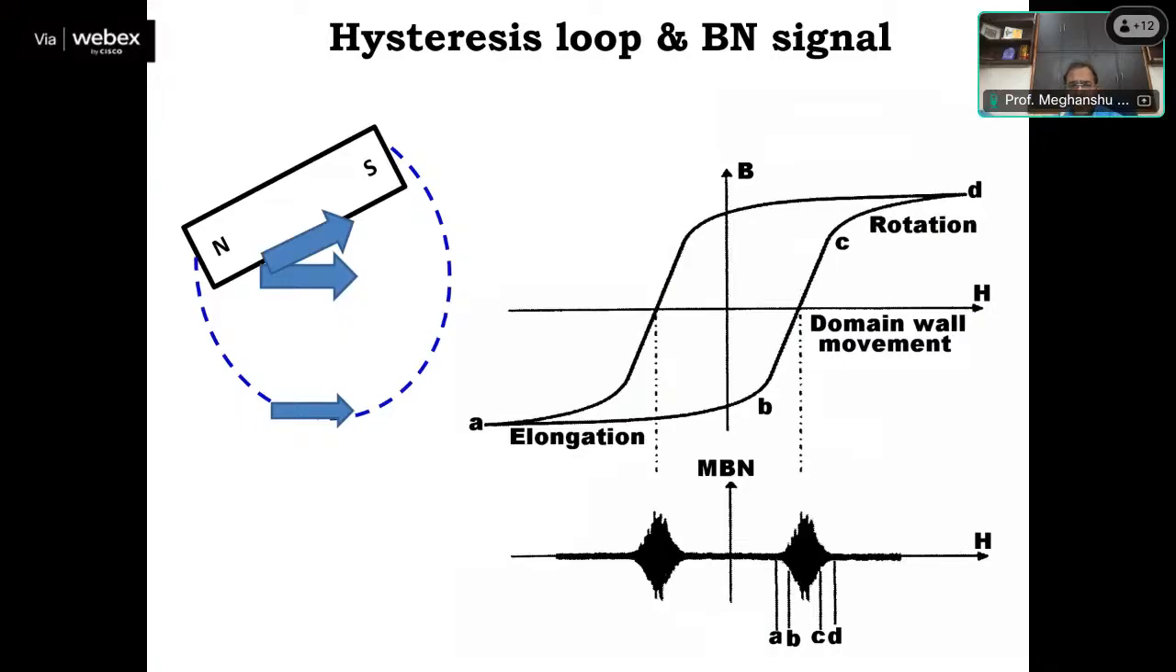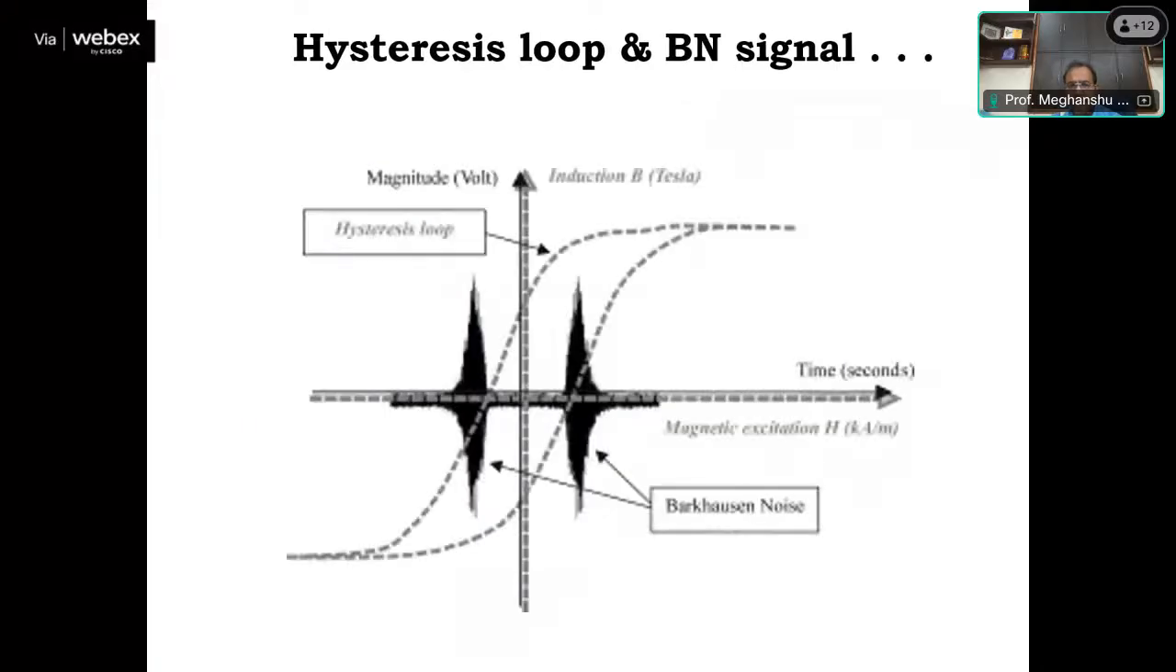Okay, so now the alpine is in alignment with the direction of the magnetic field, and it has acquired its saturation state. So this motion of the magnetic domain wall will generate the Barkhausen noise signal, and it is associated with the hysteresis loop like this.